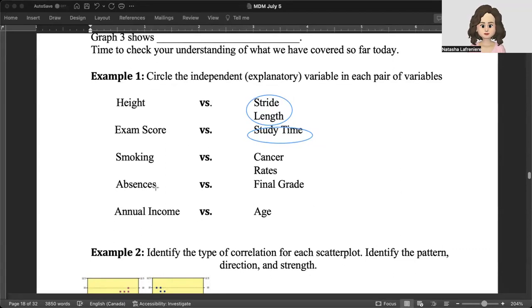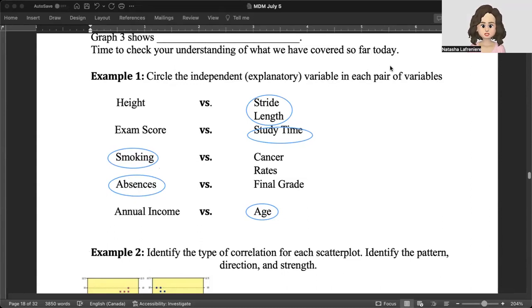next time as well. Smoking versus cancer rates: the smoking would be your independent. Absences versus final grade: absences are independent. And annual income versus age: age would be the independent. So your annual income would depend on your age in this case.